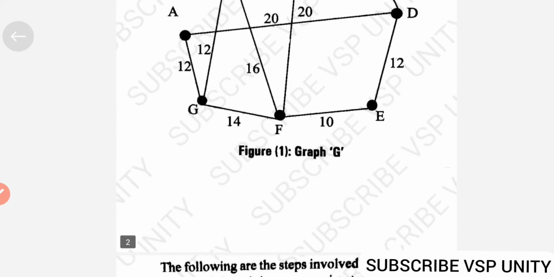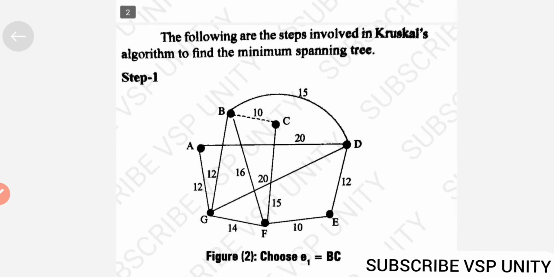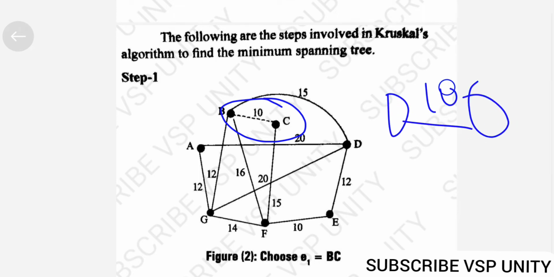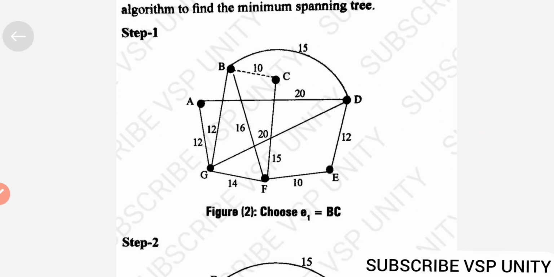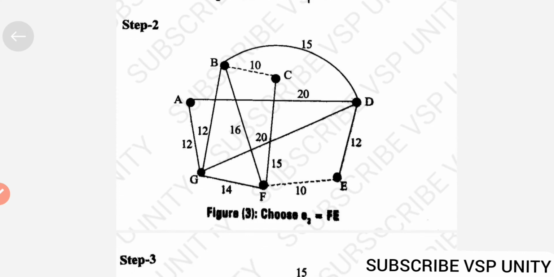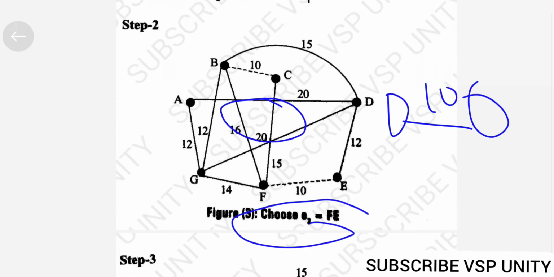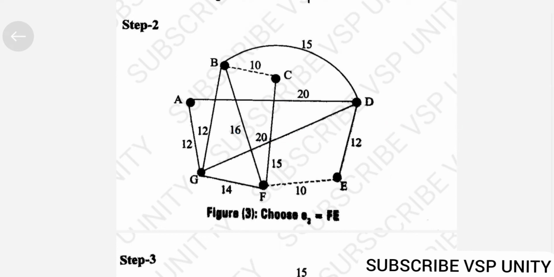See here, in the first step I will be selecting this BC part. From the graph I will be drawing an edge from B to C with a weight of 10. After that we have FE, which is also weighted 10. Then we'll go for the next step, where I have done these two steps, selecting the BC path and the FE path. After these two, the minimum weight is 12.